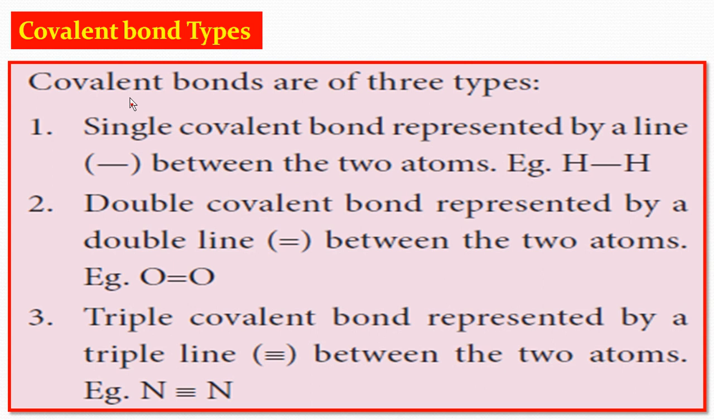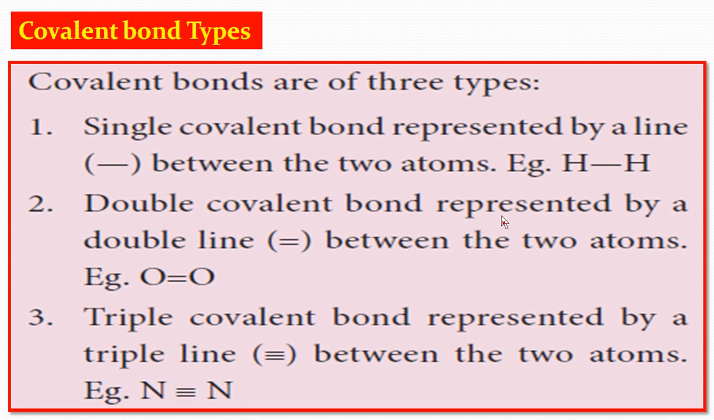Then the types of covalent bond. There are three types of covalent bond. First one, the single covalent bond, represented by a line between the two atoms. For example, hydrogen H2. In between the two atoms H and H, a covalent bond is formed. So, a single line, only one covalent bond is formed between the two hydrogen atoms. So, this is a single covalent bond.